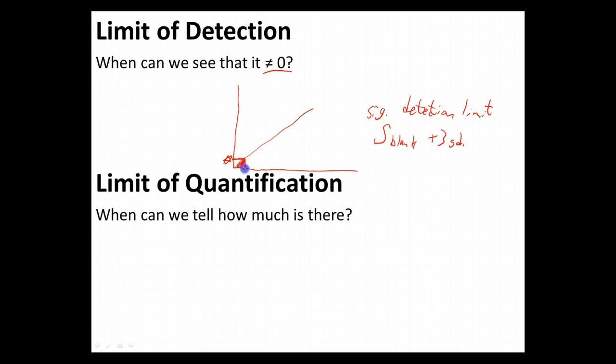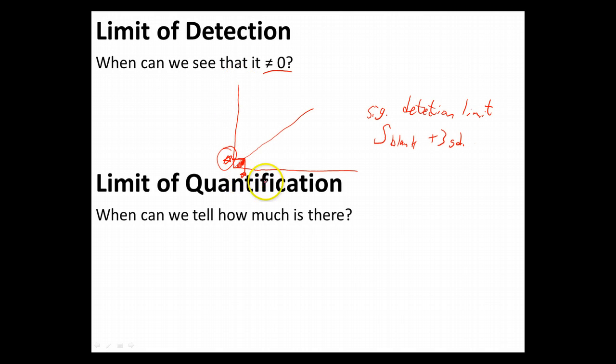There's an equation in the book that doesn't necessarily highlight this. If you divide 3 standard deviations by the slope, this spot is going to actually tell you the minimum concentration that you can detect. And so that would actually be your detection limit. So your minimum detectable concentration is going to be wherever you got your signal detection limit, just on the x-axis.